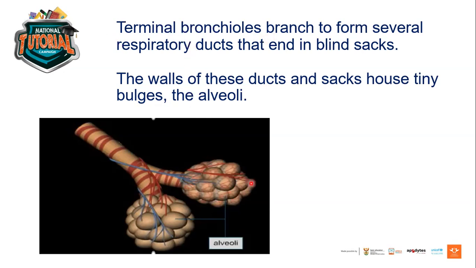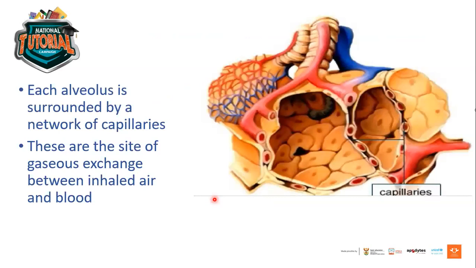So the terminal bronchioles would branch. As they branch deeper, they form several ducts that will end in blind sacs. So that's how they end up. And then the walls of those ducts and sacs house tiny bulges, which we call the alveoli. These are the tiny bulges. Whenever you see such tiny bulges, you know those are the alveoli.